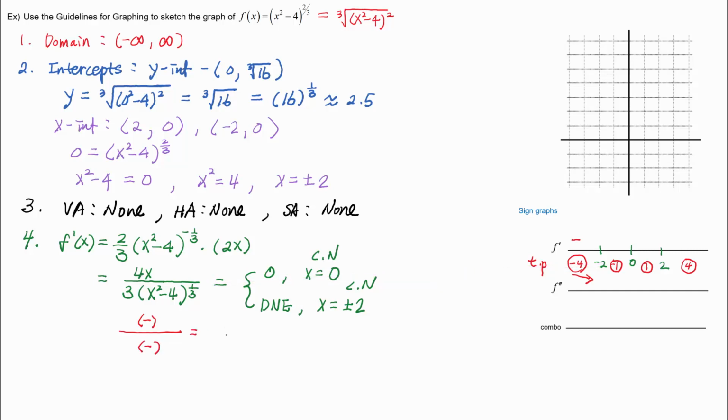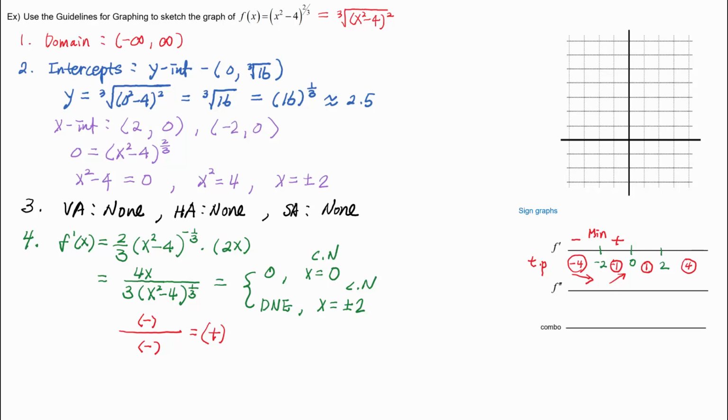So therefore, this is negative over negative, which is positive. So the second interval is positive, which means the graph will be increasing. So there will be a relative minimum since the graph goes down, and then it's going to come back up. So at x equals -2, we have a relative minimum.